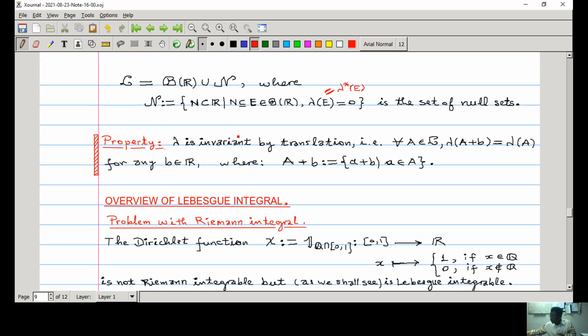If you see this external hard drive, if I measure the volume of this, in R3 now, you can see that even if I move it, I translate it by a vector in any direction, the measure will be the same, right? It will not change.